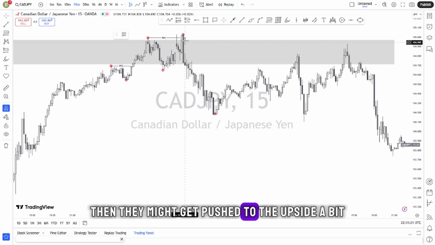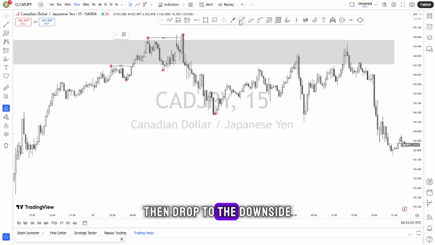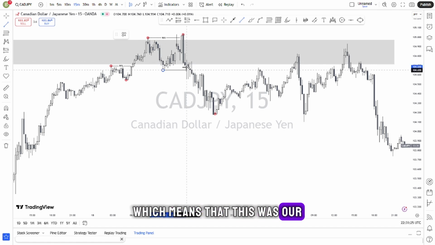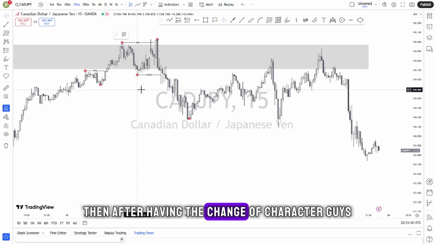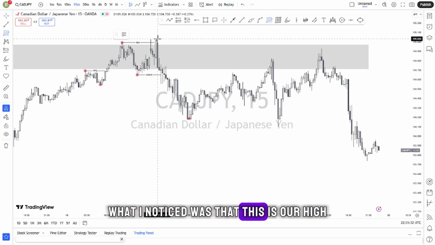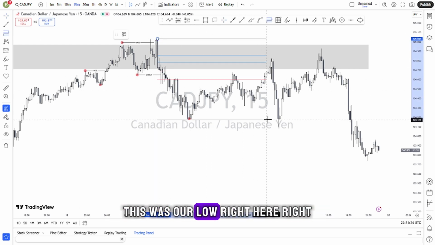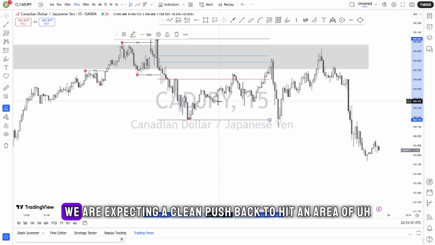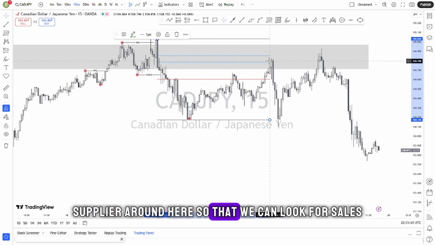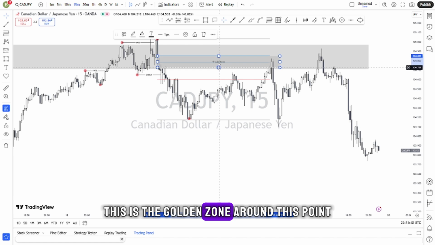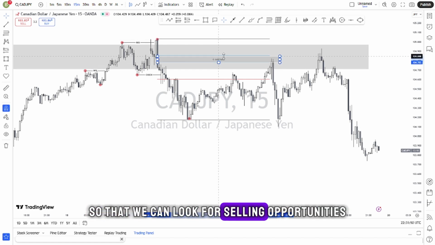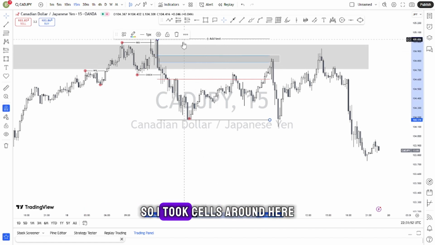Then the market pushed to the upside a bit, then dropped to the downside, which means that this was our overall change of character, just like that. Then after the change of character, guys, what I noticed was that this is our high, this was our low right here, right, guys. So we are expecting a clean pushback to hit an area of supply around here so that we can look for sales, obviously, guys. As you can see, this is the golden zone around this point so that we can look for selling opportunities. So I took sales around here.